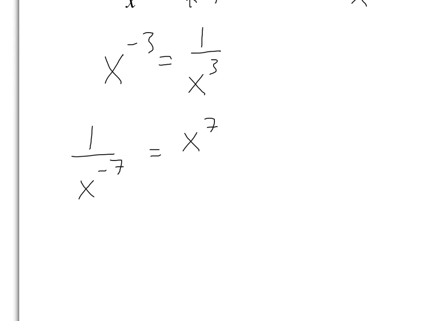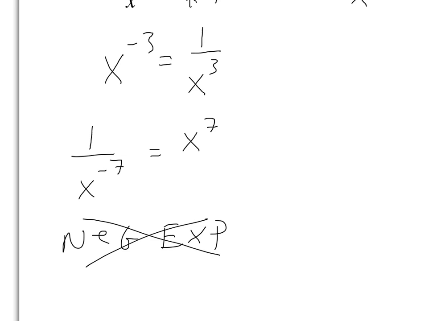And sadly, math teachers don't like negative exponents. They're bad. So whenever you simplify a problem and you get a negative exponent in the answer, you're going to need to flip it and either put it in the numerator or the denominator.